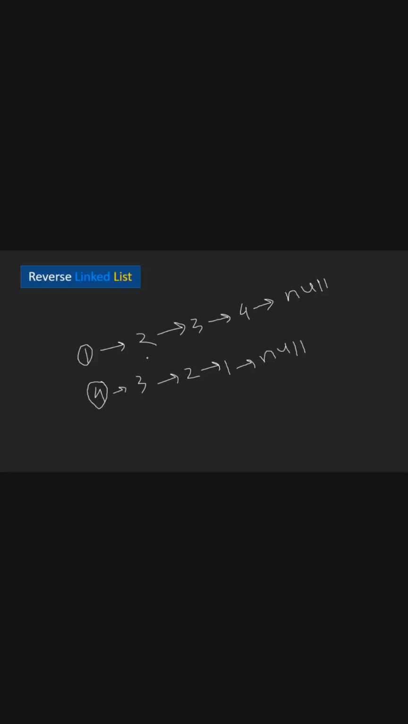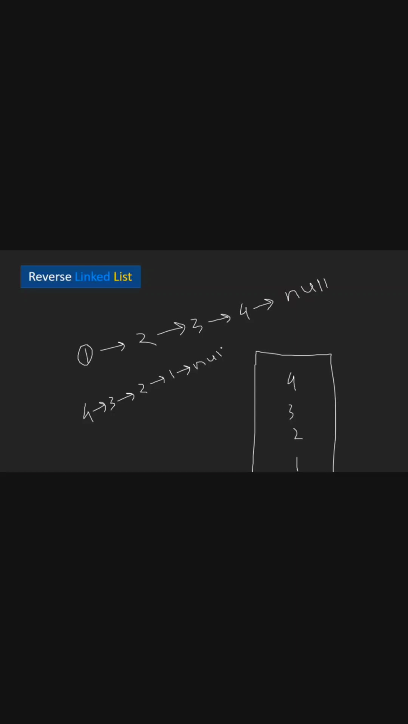The naive approach is not accepted in interview settings, but let's talk about it first. In the naive approach, we'll create a stack data structure and iterate the linked list from left to right, from head to tail, and store the nodes onto the stack. First 1, then 2, then 3, then 4. Now we can pop the top element from the stack and add it. So 4, then 3, then 2, then 1, and here null.